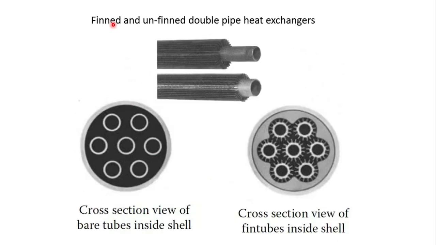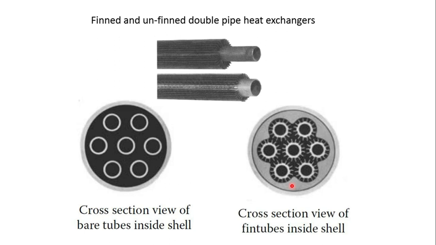So the finned and unfinned double pipe heat exchanger. This is the cross-sectional view of the bare tube inside the shell. As you can see, there are no extended surfaces on the outer diameter of the inner tubes. So this is the bare tube double pipe heat exchanger, the hairpin double pipe heat exchanger.